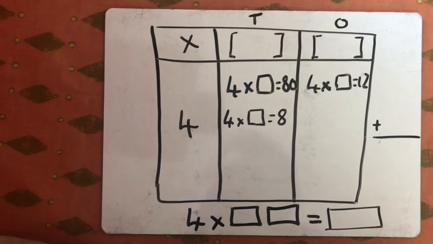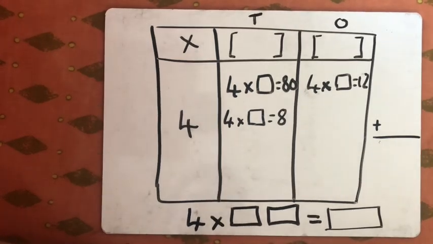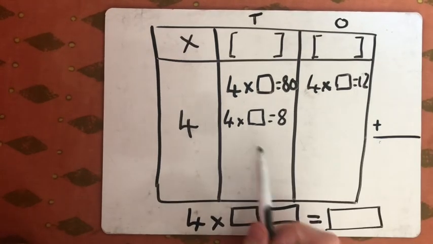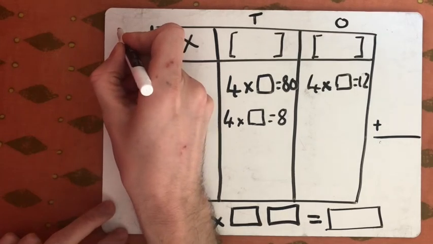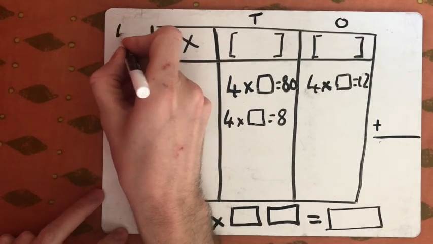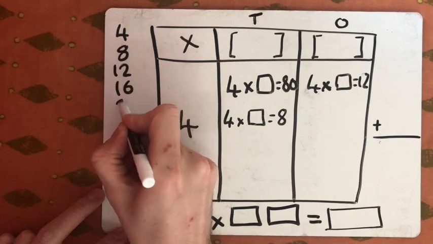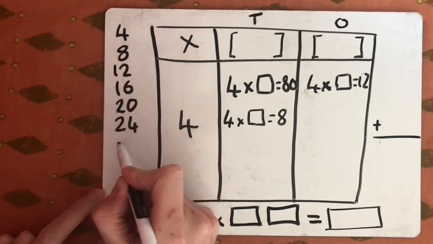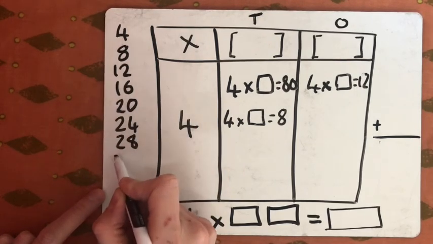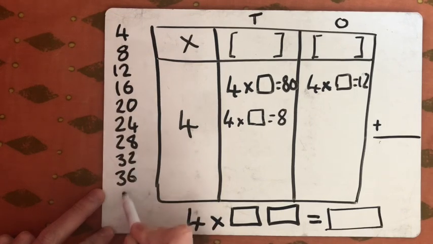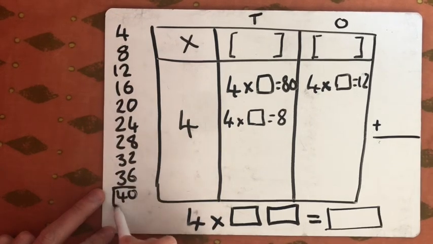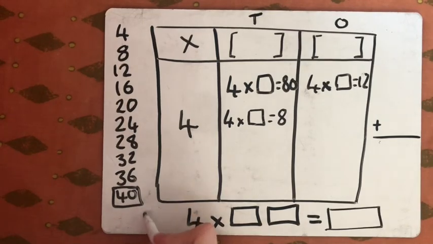Okay, we'll have a little look at solving the first solve it. I know my 4 times table. I'm going to write it down this side just for a change. It's different. 4, 8, 12, 16, 20, 24, 28, 32, 36, 40. I stop at 40 because I know it's 10 times. It's a nice place to stop.